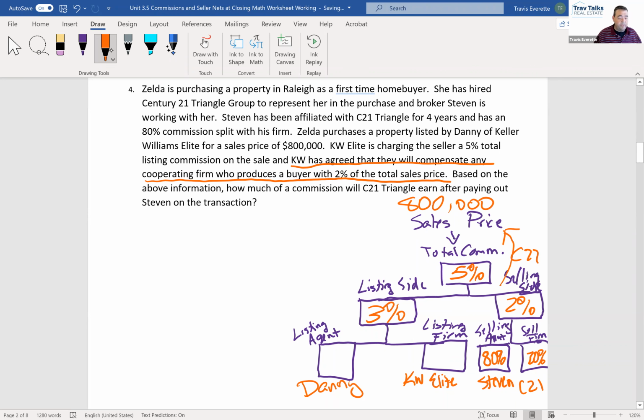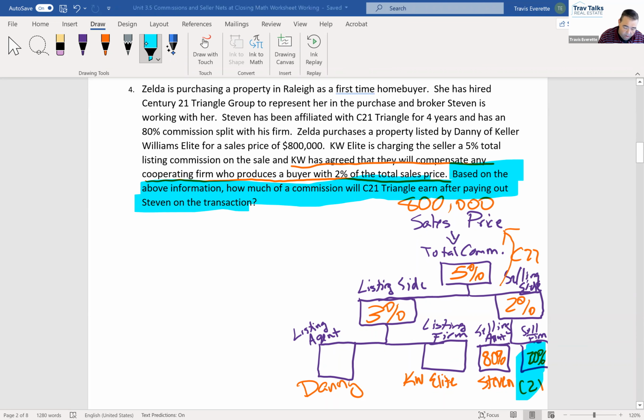So here's the thing. They want to know, based on this information, how much of a commission will Century 21 Triangle earn after paying out Stephen on the transaction. So they want to know all the way down here, after they've paid out Stephen, how much they're going to earn. Well, to get there, we have to go through the $800,000 sales price. Here's the interesting thing. In this case, we get to skip the 5% total commission, because we know exactly how much of the sales price that the firm is going to receive.